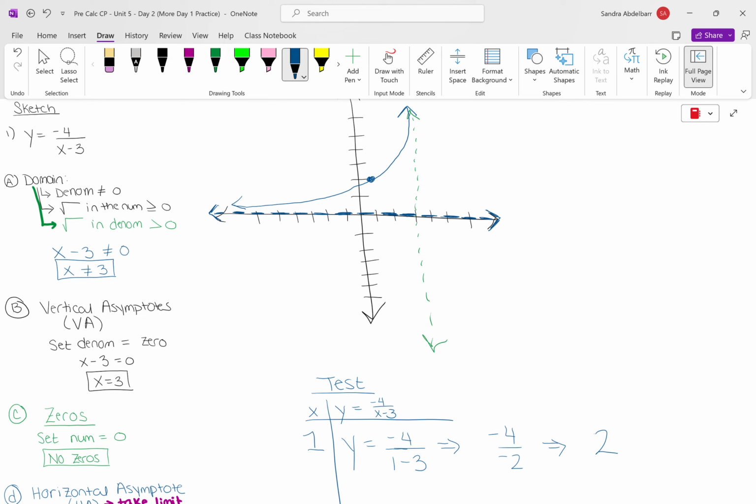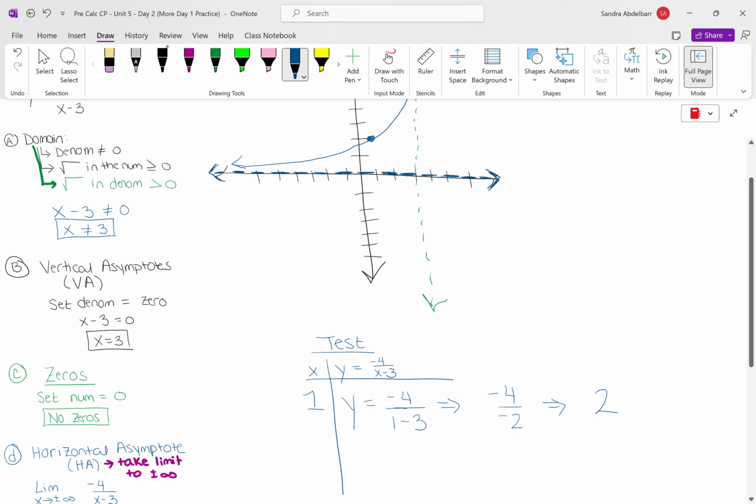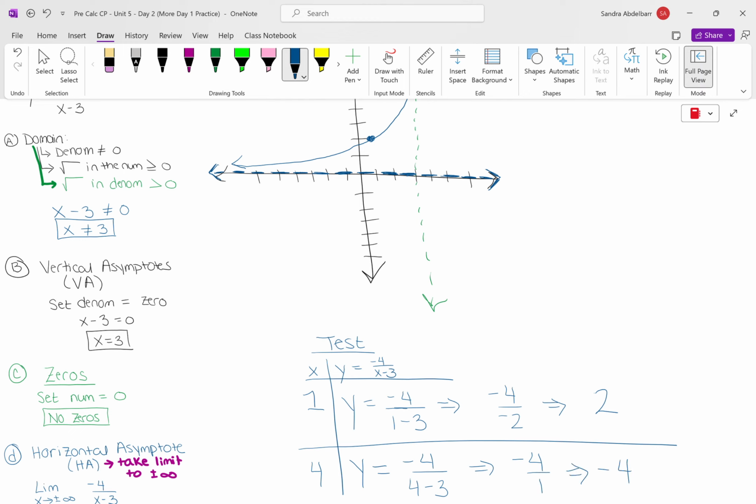What do I need to figure out now? What happens to the right of it? So now I need to pick a point to the right. Can I pick 4? Is that okay? Yeah, let's pick 4. So we're going to have y equals -4 over 4 minus 3. So that's going to be -4 over 1, which is -4. That means I'm going to be at (4, -4), which is right over here. So now I know which area I'm in. Now it's all about just hugging the asymptotes. Boop, just like that.